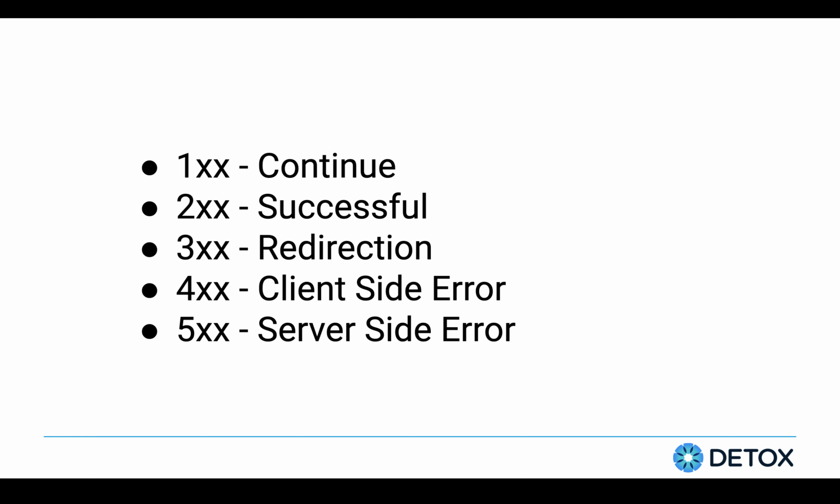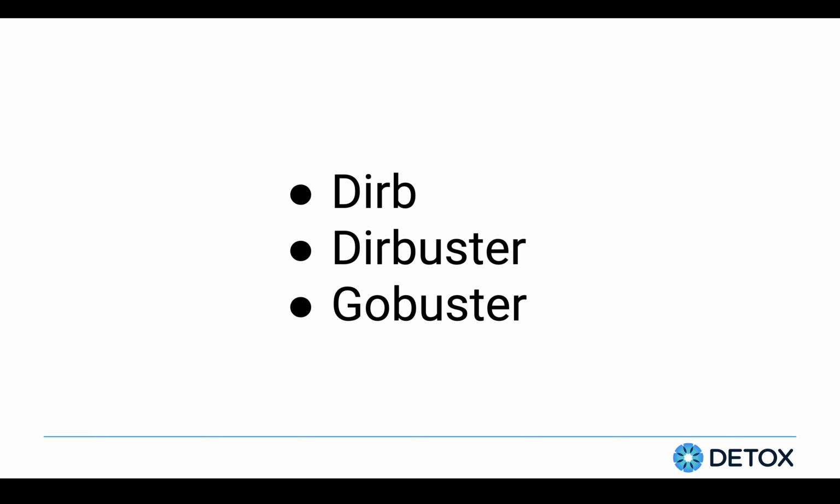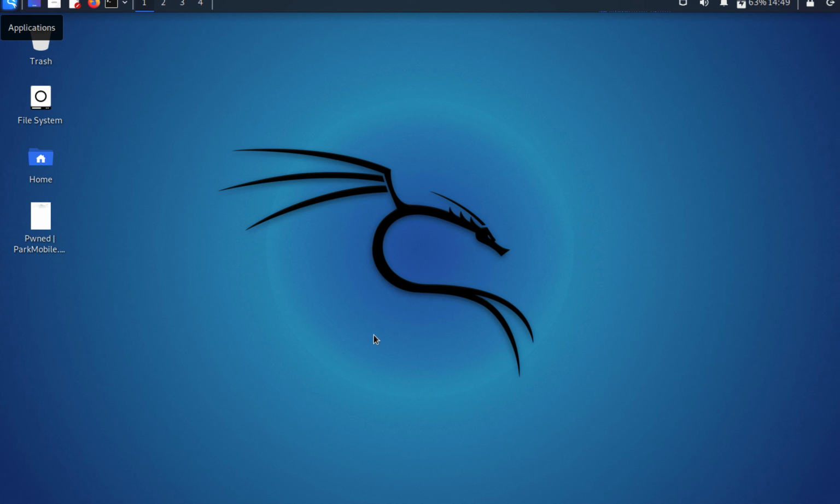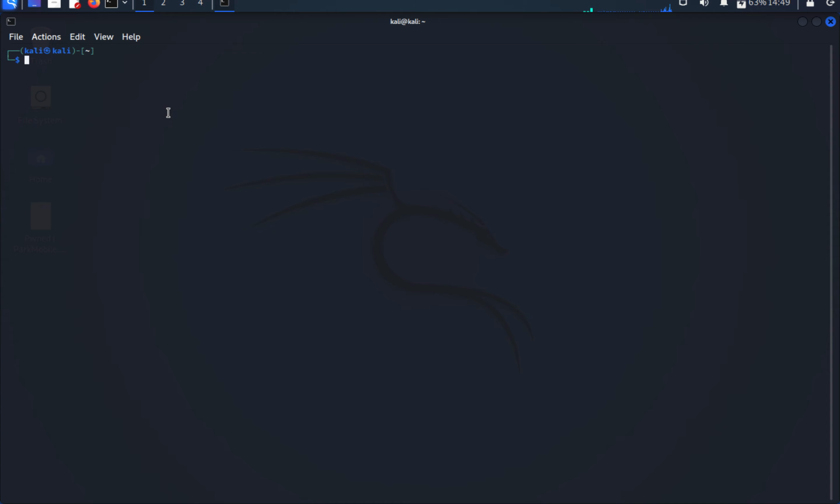Then we have the 500 series. 500 series means server side error, which means that either the server is down, or the server is broken, or it's under maintenance, so the server cannot proceed with your request. Now, the two tools which we are going to study, Dirbuster and Gobuster. Dirbuster is a graphical user interface tool. For installing, you need to give a command for installation.